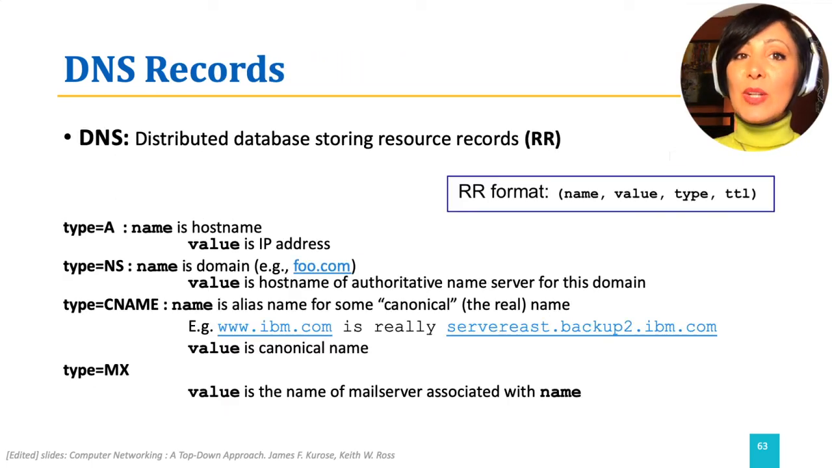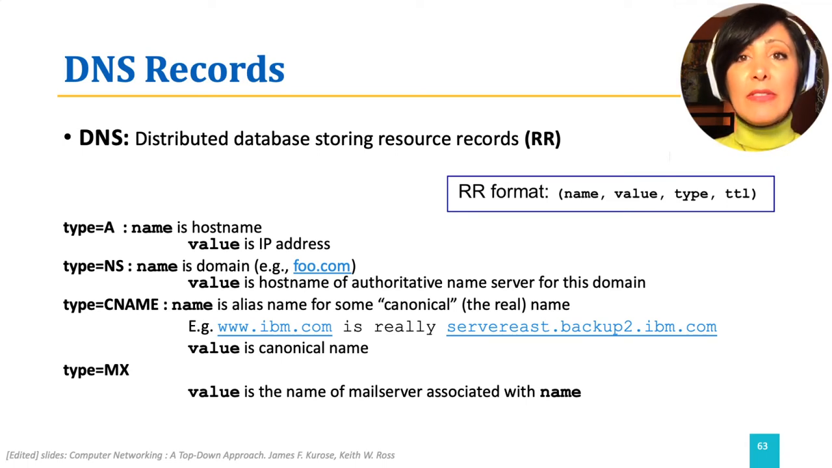Now, let's take a look at DNS resource records. DNS has a very simple record format with 4 main fields: name, value, type, and time to live. Type could have different values. For example, it is A for hostname to IP address translation record, NS for name service type of records, CNAME for canonical to alias name translation, and MX for mail server records.